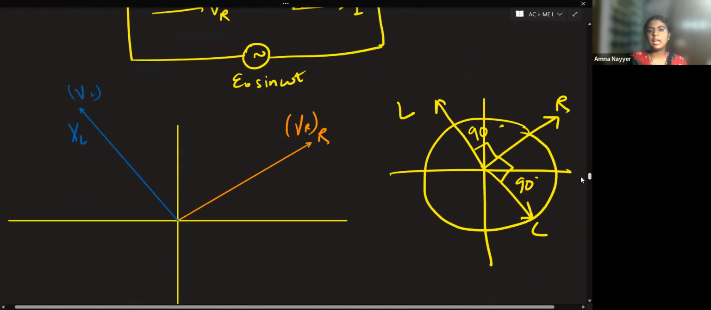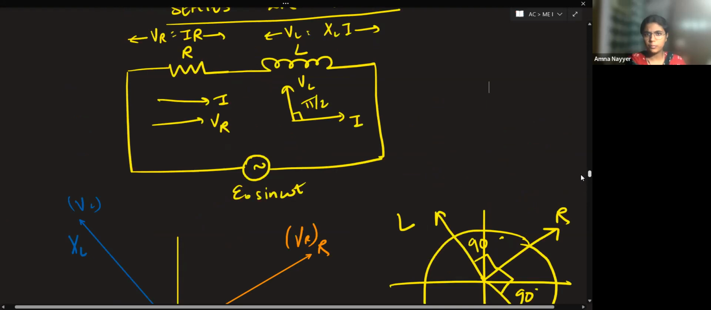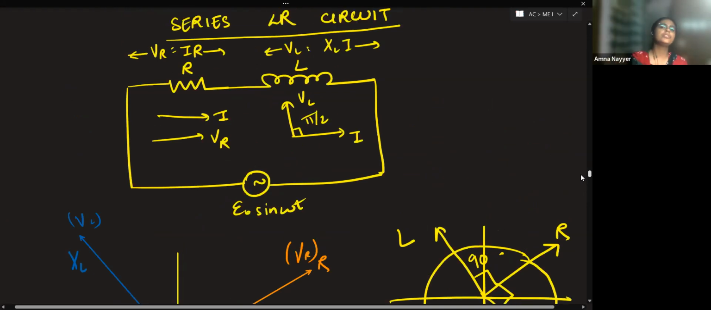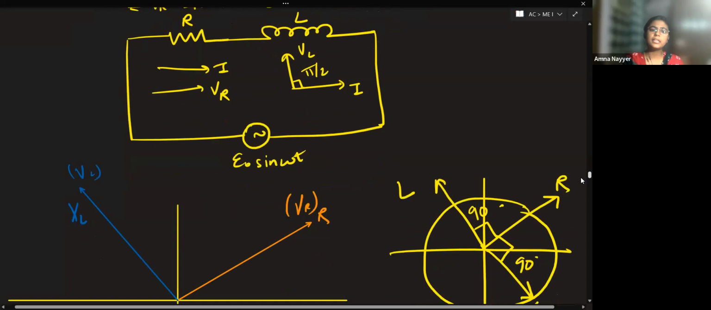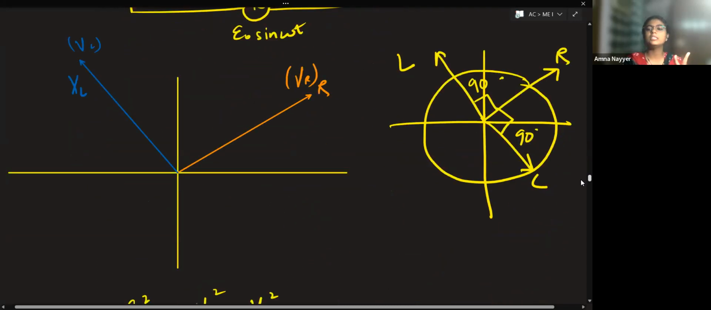In case of the LR circuit, you do not have a capacitance component. So from the LCR circuit, just remove the capacitor part. R is the resistance, L is the inductance. So here the resistor will be there and the voltage you will draw. Only these two components will come.